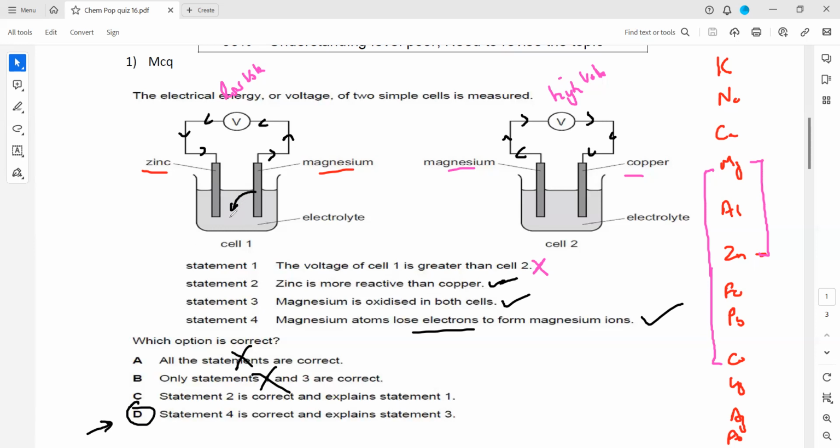Is this question clear? So in both these cells, yes, the magnesium atoms turn into magnesium ions and lose electrons. The electrons transfer to the zinc and the copper surface. So magnesium is losing electrons. That's why we say magnesium is oxidized, or magnesium atoms lose electrons to form magnesium ions.